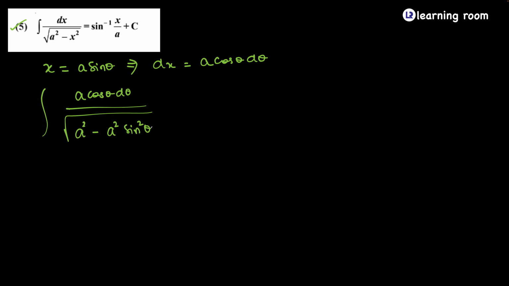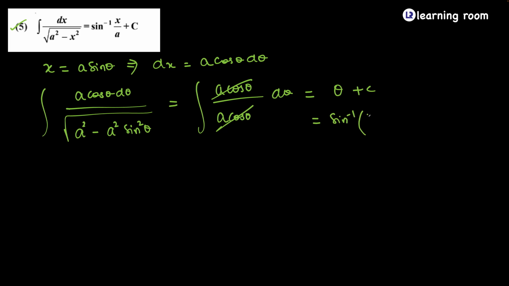What will we get? We'll get a cos theta. So this will be integral of a cos theta divided by, here also you will have a cos theta, times d theta. A cos theta and a cos theta will get cancelled. What is integral of d theta? It is going to be theta plus c. But what is the value of theta? Sin inverse of x by a plus c. This is the answer. Clear? Right. So it is sin inverse of x by a plus c.